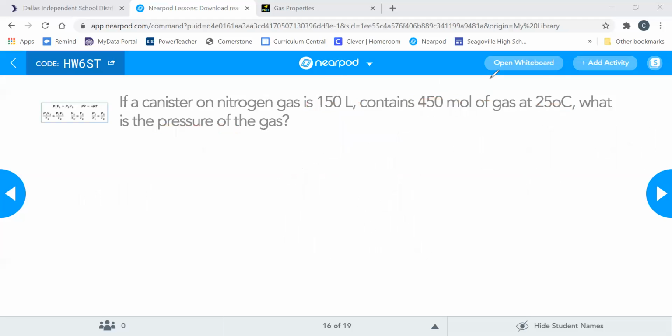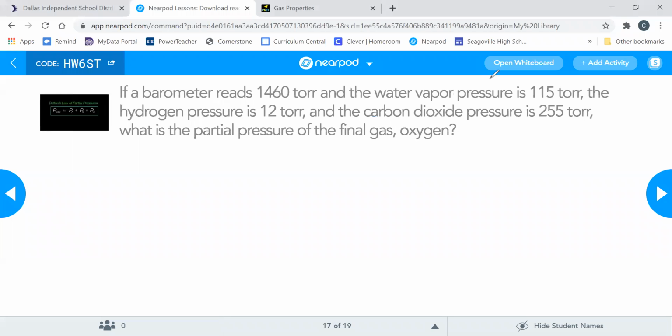I'm gonna clear it. Moving on to the next one. Oh, it's gonna be so easy. It says if a barometer reads 1,460 torr and the water pressure is 115 torr, the hydrogen pressure is 12 torr, and the carbon dioxide pressure is 225 torr, what is the partial pressure of the final gas, oxygen?